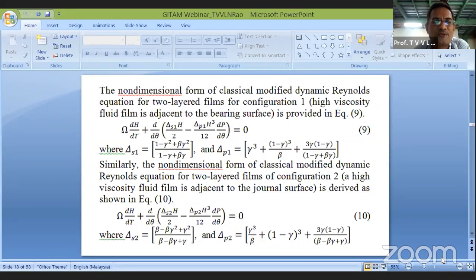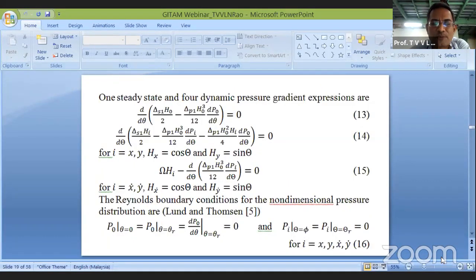We have chosen different configurations, as I mentioned earlier. One configuration is high viscosity at the bearing, low viscosity at the journal, and vice versa. So we can do the analysis. And this is the procedure for the infinitesimal perturbation method, which we have taken from Lund and Thompson, published in 1978. That was a very great motivational work from Lund and Thompson.